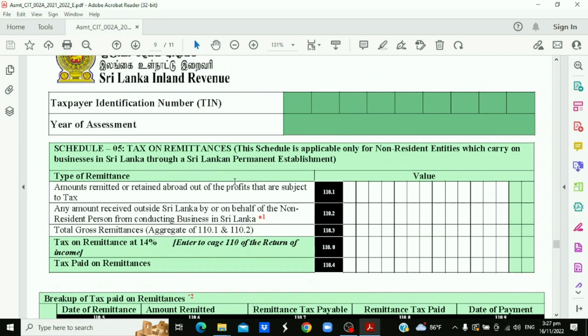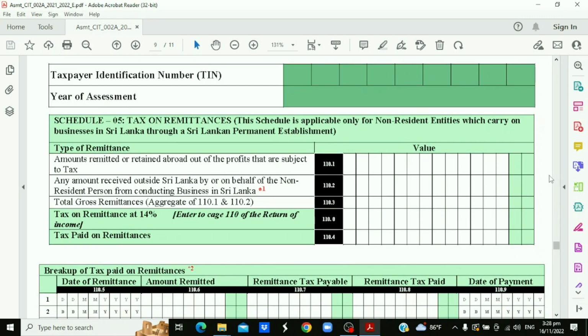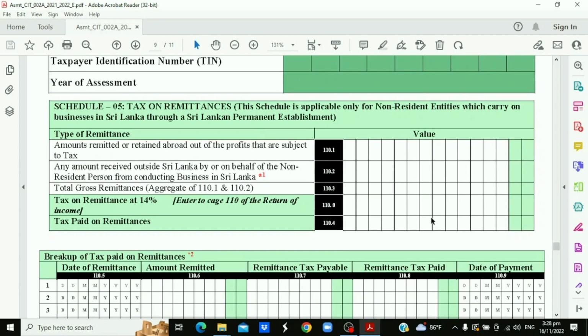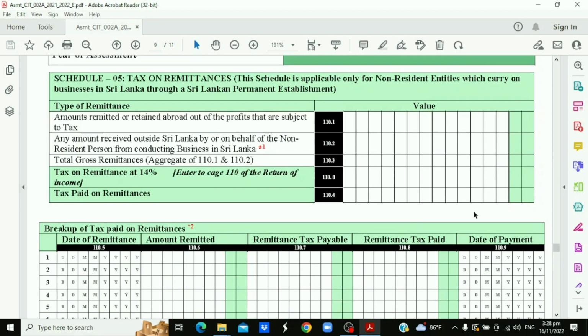Schedule 5 is allocated for tax on remittance. This is applicable for non-resident entities. If there are any transactions related to remitting money from here, at that moment they have to consider this tax on remittance. Then there's a classification of this particular type of remittance. Then we can identify the total gross remittance. Based on this total gross remittance, we can identify the tax payable. Then you can enter the amount of tax paid.